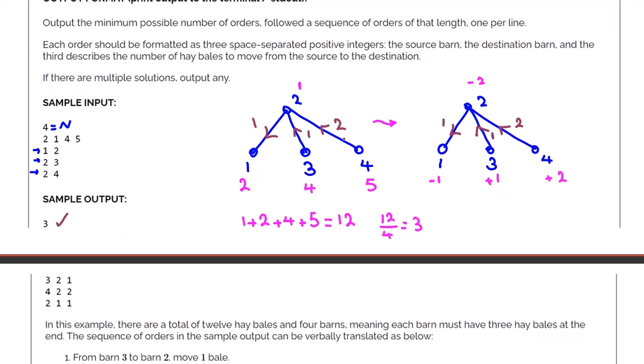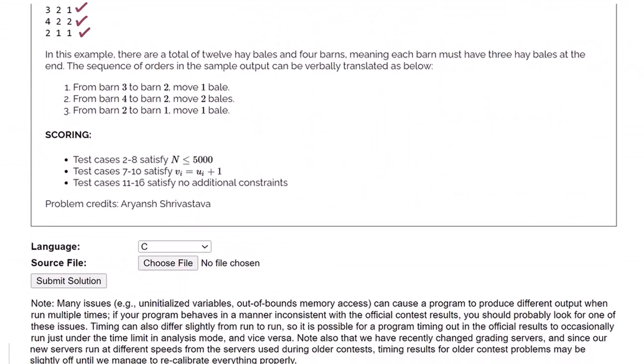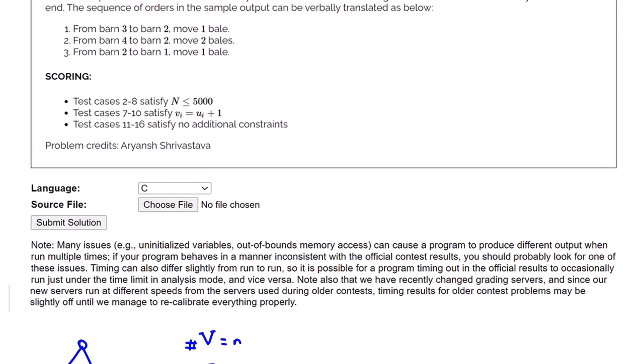3 to 2, 1. We should move 1 hay bale from 3 to 2, and 2 hay bales from barn 4 to barn 2, and 1 hay bale from vertex 2 to vertex 1. Okay, so it is the explanation of this. Now let's see how we can solve this problem.